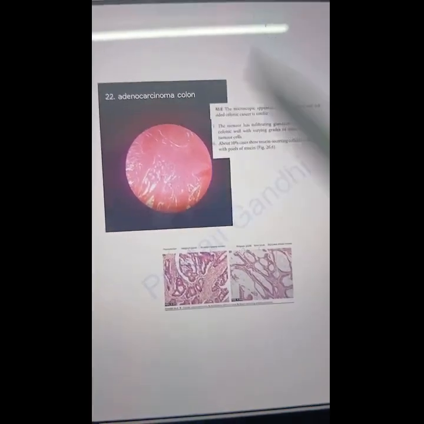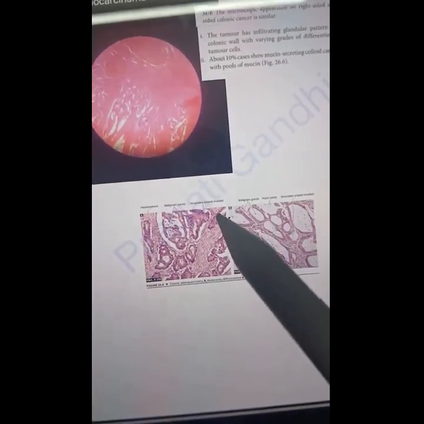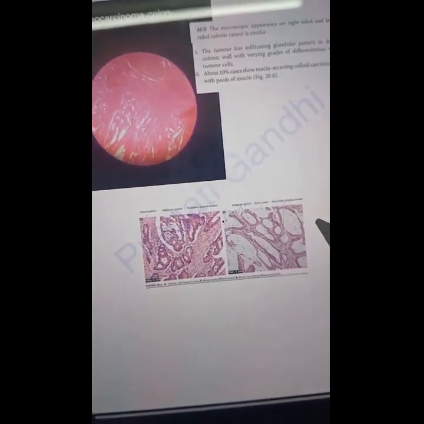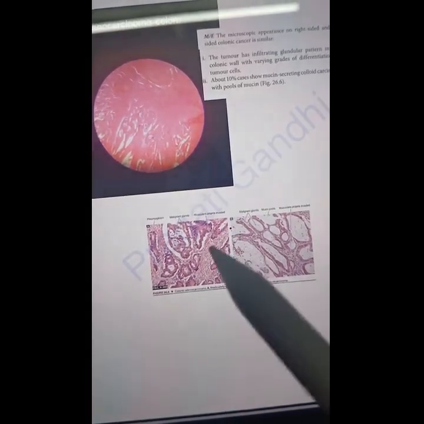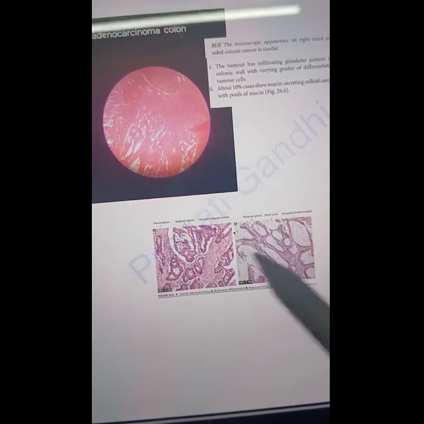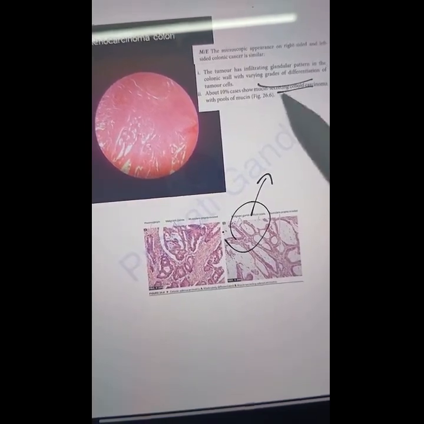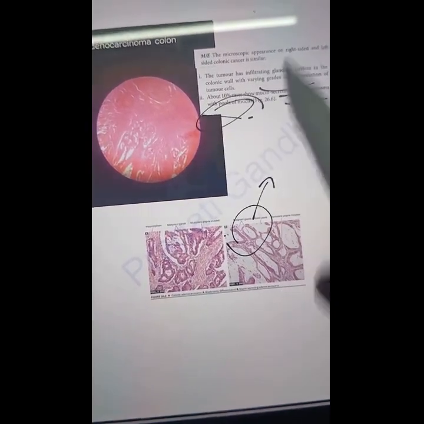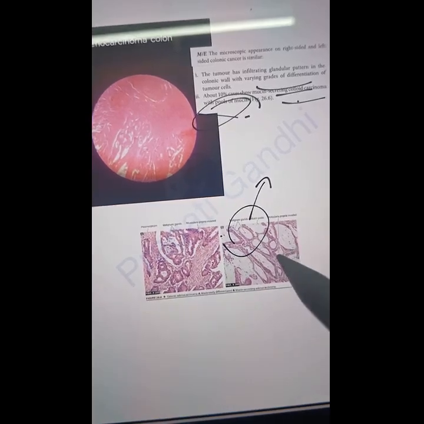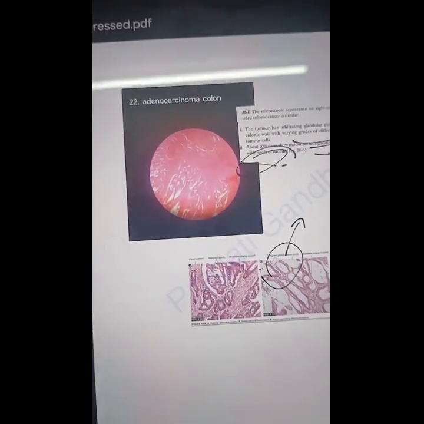Talking about the microscopic pattern, what we have are malignant glands. These malignant glands are infiltrating in the carcinoma, and mucin pools can be seen. About 10% of cases show mucin secreting colloid carcinoma with pools of mucin. You can see the muscularis propria is completely invaded, along with malignant glands. This is the microscopic feature of adenocarcinoma colon.